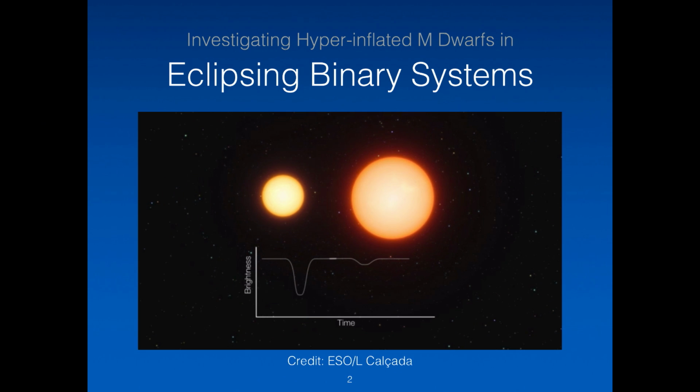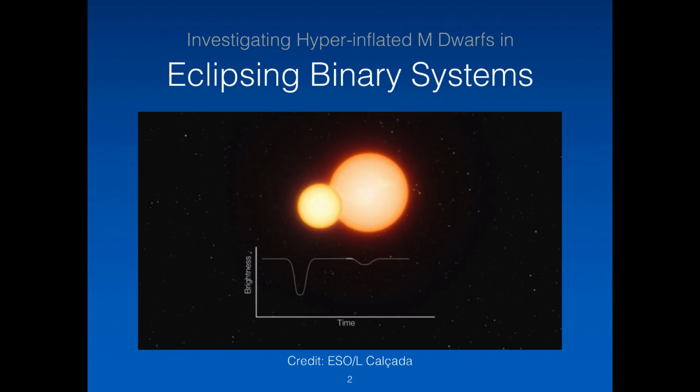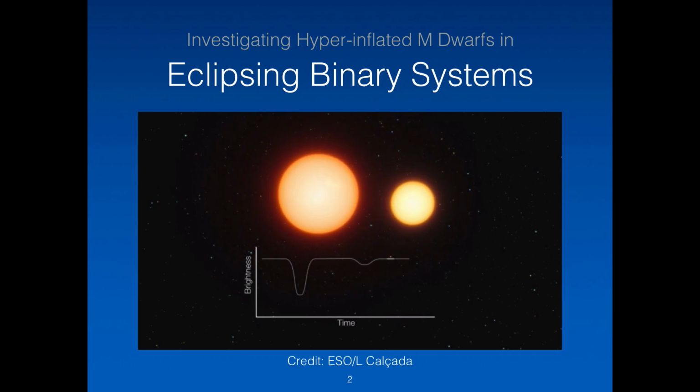My project is looking at two eclipsing binary systems, so 4 stars in total. These systems are really special because they allow us to learn about the properties of each individual star without knowing a whole bunch about the system in general, including a very important quantity, which is distance. Distances are hard to get usually. We don't need to know it to learn about the stars in eclipsing binaries.